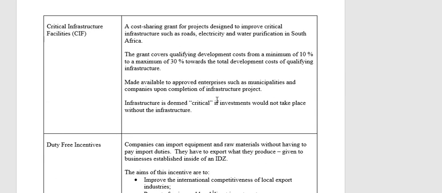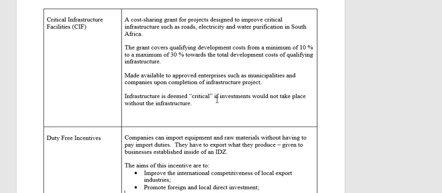Right, the next incentive is called the Critical Infrastructure Facility or the Critical Infrastructure Fund. This is basically a cost-sharing grant for projects that is designed to improve critical infrastructure, like the roads, electricity, water purification, communications, whatever, in South Africa. All right, now this basically goes to municipalities. All right. So the Critical Infrastructure Fund is there to support municipalities.